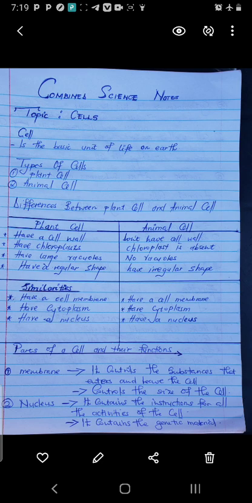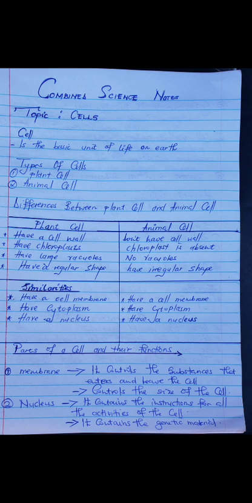To all living organisms. Kurati kuzvinhu zvese zvinorarama. A cell is that thing that supplies life. Chinoita kuti zvinhu zvinorarama zvirambe zvichirarama. That's what we call a cell. Okay, so it is the basic unit of life on Earth. It is the basic unit of life to all living organisms.